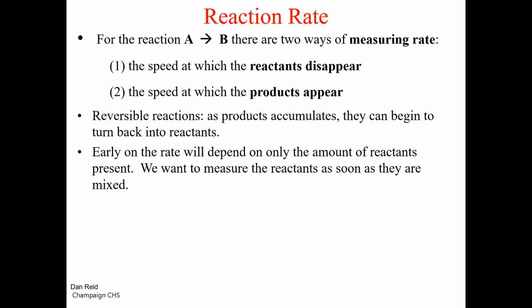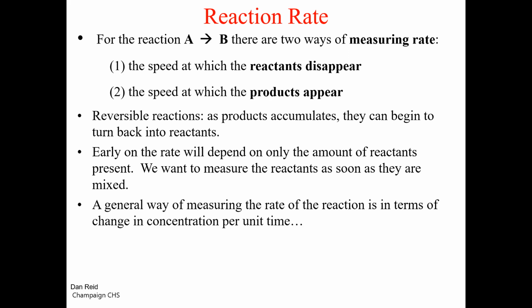So early on, the rate will depend only on the amount of the reactant present. So we want to measure the reactant as soon as they are mixed. If we have A and B as our reactants, we can start measuring the rate of the reaction as soon as those reactants are mixed.